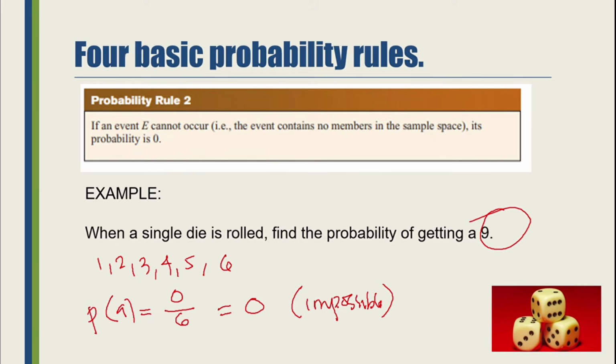So because it's stated that an event contains no membership in the sample space and the probability is 0, or shall we say impossible probability, we could not get a 9 out of the sample space when a single die is rolled.